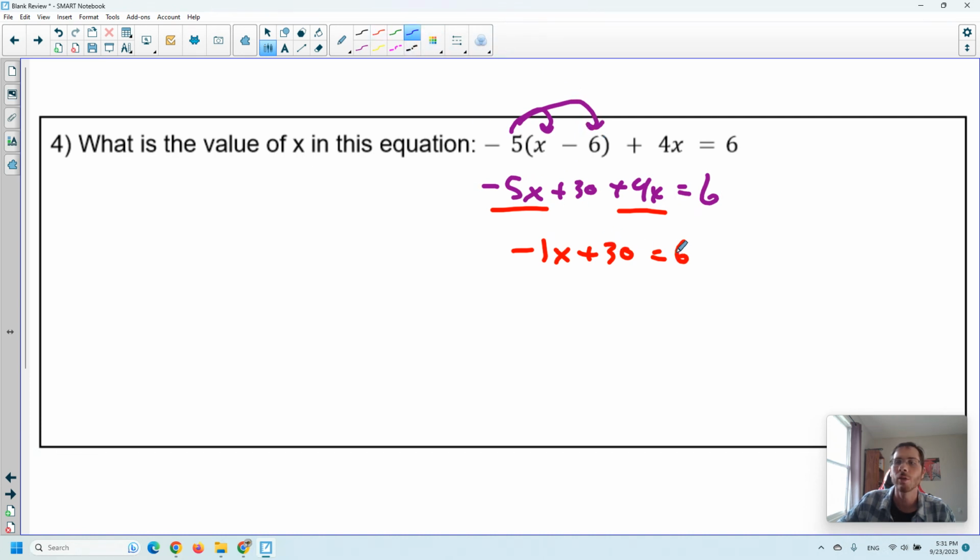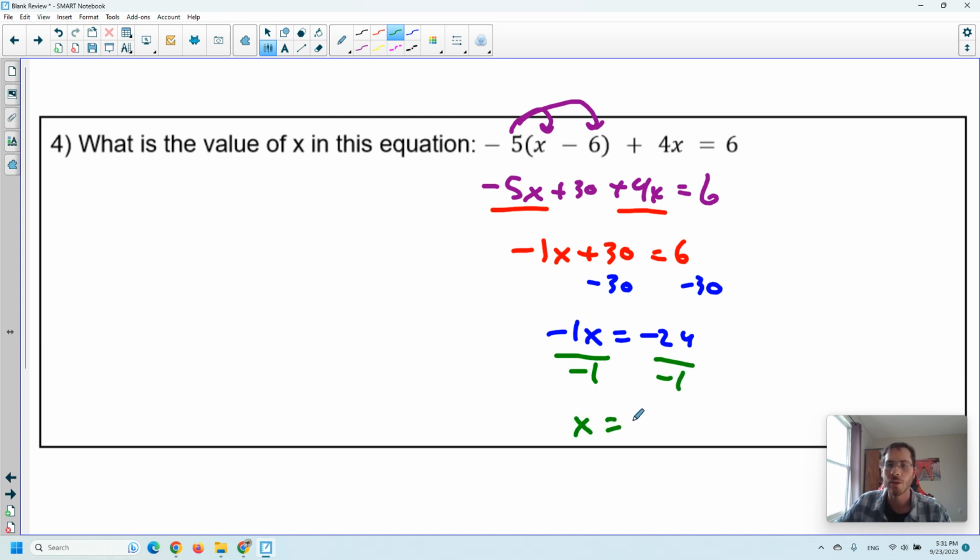Now I see I've got these numbers on opposite sides of the equal sign. So since they're on different sides, we're going to do the opposite to try and get this 1x by itself. So I'm going to minus 30 on both sides. So negative 1x equals negative 24. And the last step is we're going to divide by whatever we've got on the x, or multiply if we need to. So we're going to divide both sides by negative 1. So x is equal to 24.